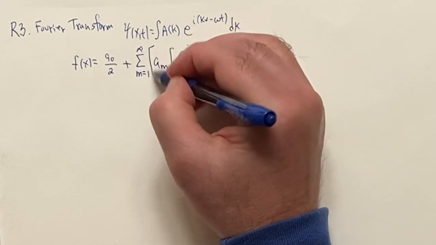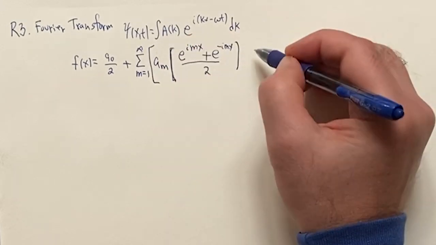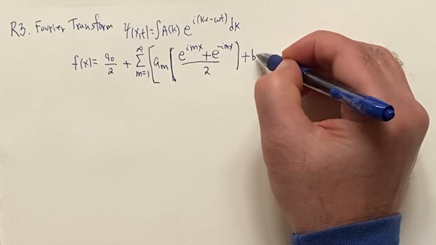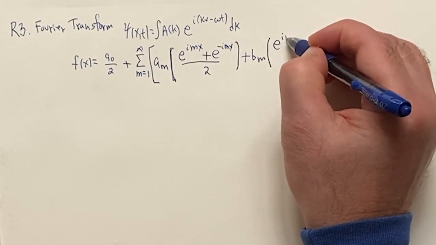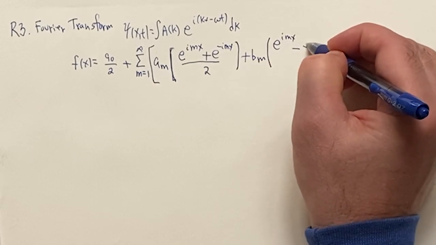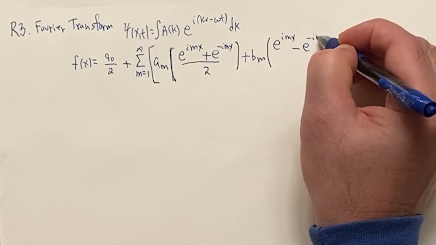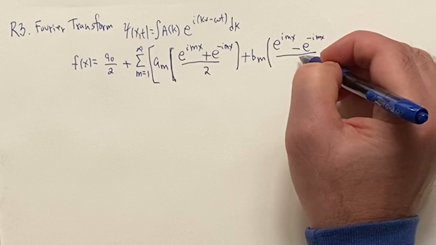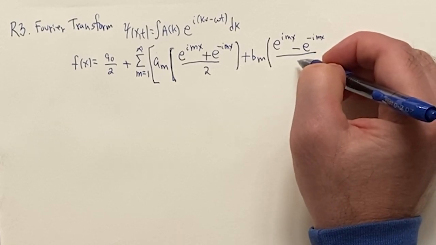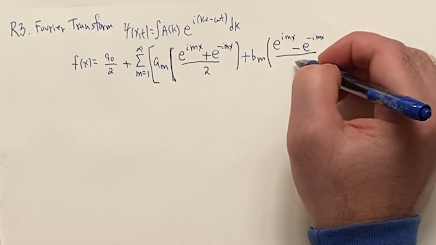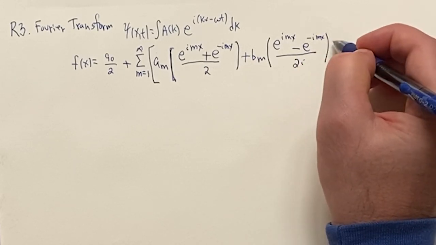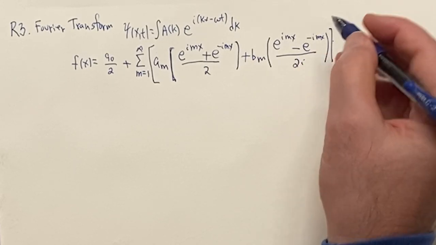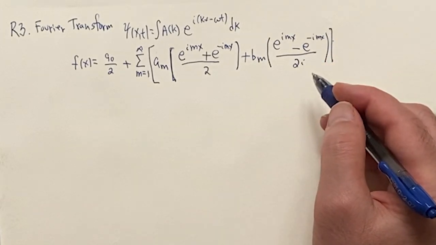All right. In fact, we can do this. And then here plus b_m times e to the imx minus e to the minus imx, and that's over 2i. Okay, and that's going to be, there we go.